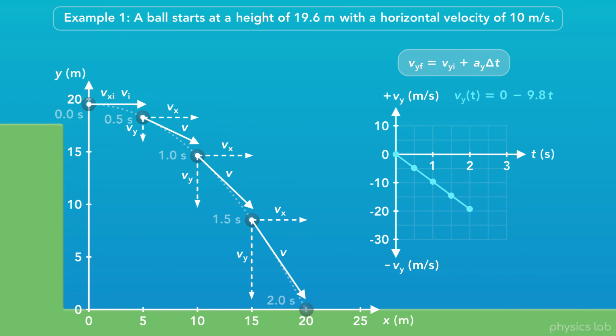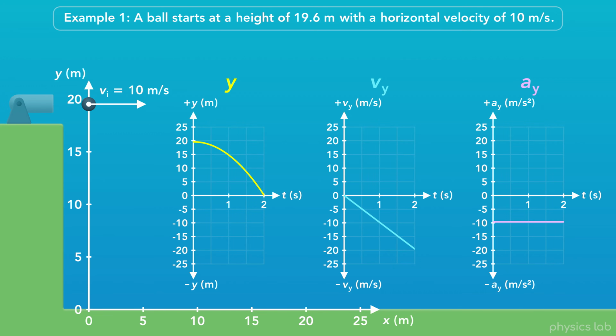And here's the graph of the y velocity versus time. The horizontal axis is time, but now the vertical axis is the y velocity in meters per second. Up is the positive direction, and down is negative. It starts at 0 meters per second, which is the initial y velocity. The slope of the velocity graph is the acceleration, the change in velocity over the change in time, which is negative 9.8 meters per second per second.